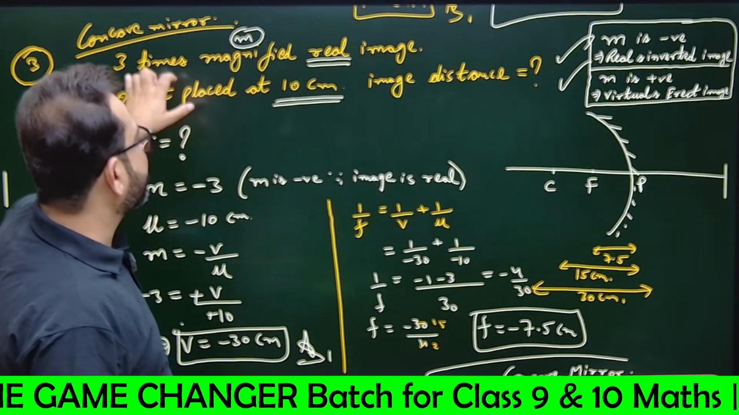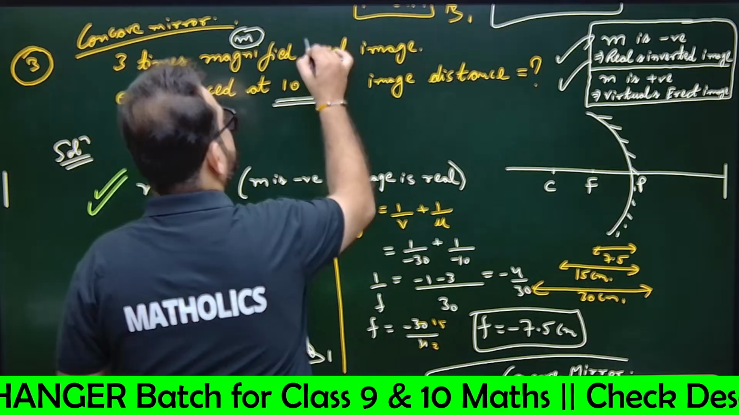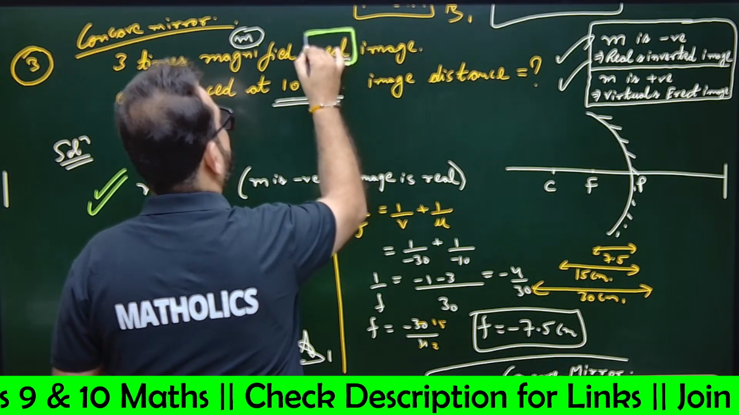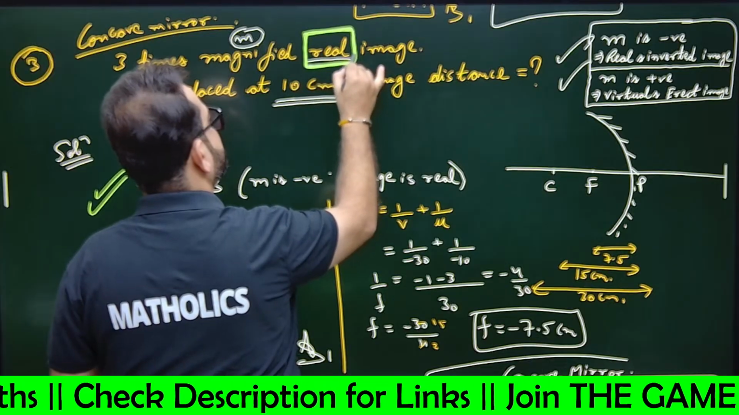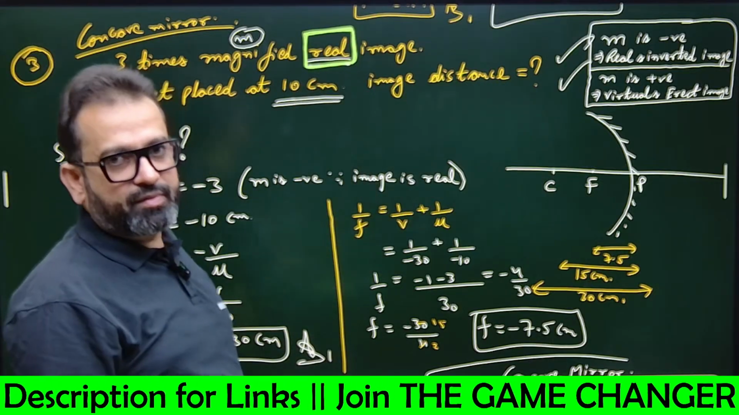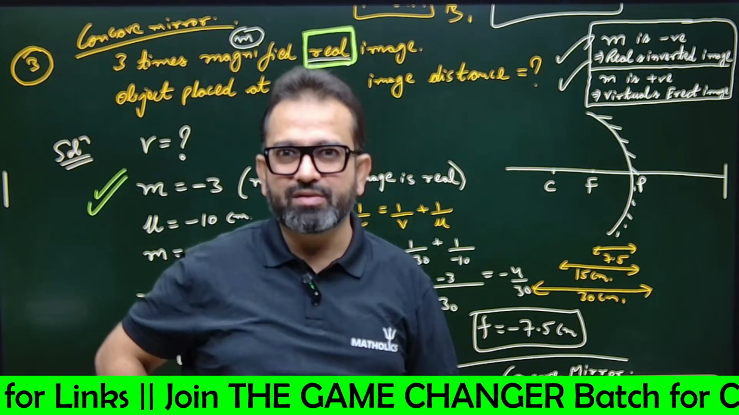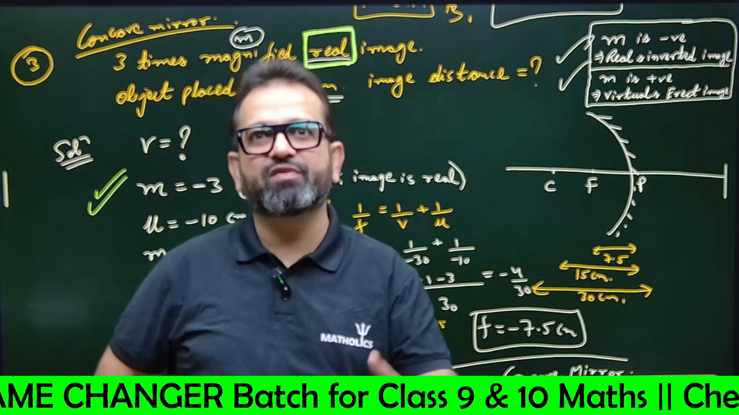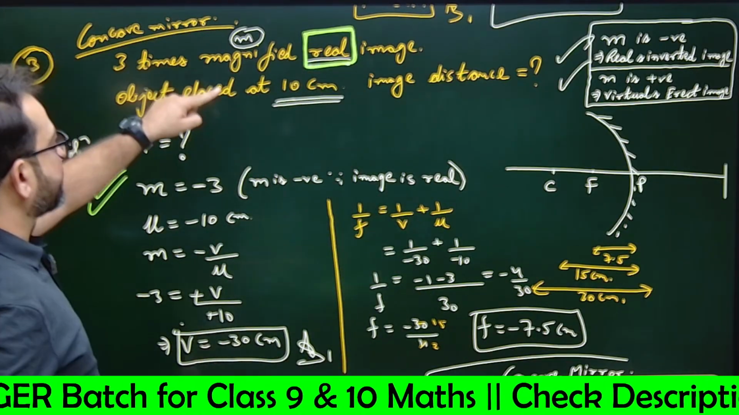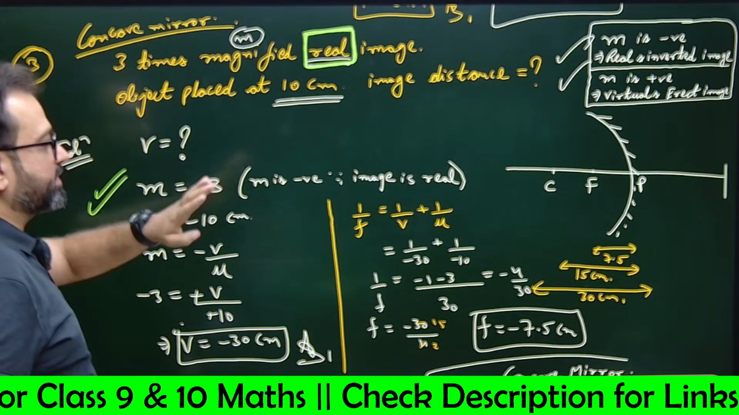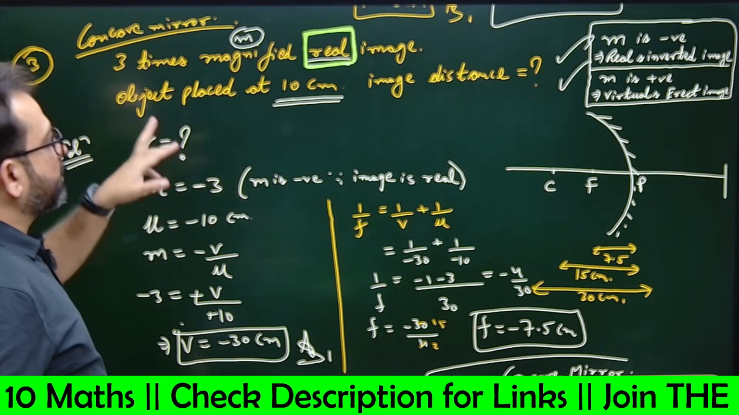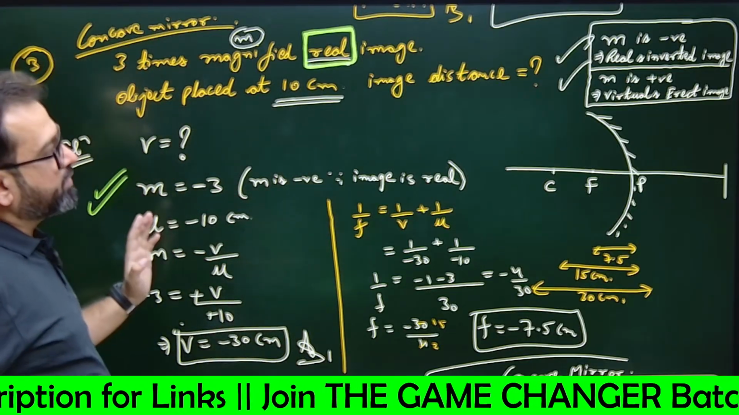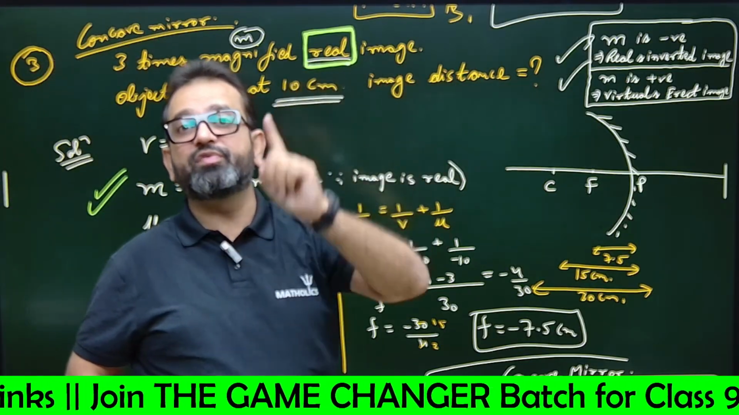Now relate this. It is given that 3 times magnified real image. This real image is telling what? What does this word real say to you? If this is a real image, the image is going to be what? Inverted. Real and inverted image means magnification will be negative or positive? It will be negative. So m equals to negative. If it is given 3, we'll write m equals to minus 3. That's it. First point. Second one, object placed at 10 centimeter, u equals to minus 10. Third one, image distance means we have to find out v.